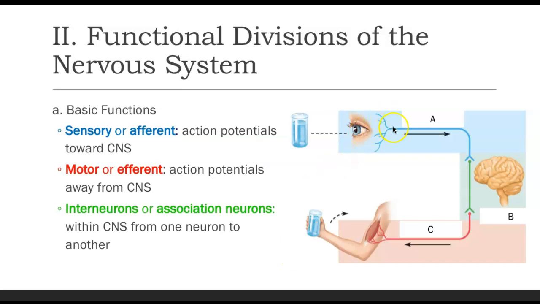These are going to be action potentials that are traveling through this neuron and they're moving toward the central nervous system. So this is our sensory input here. Then we are going to reach the central nervous system, and in here we are going to find neurons that are interneurons or association neurons. And these are basically just communicating from one neuron to another. And lastly, we have our motor or efferent neurons, where we have action potentials moving away from the central nervous system. So B is going to be integration, and C is going to be our motor output.